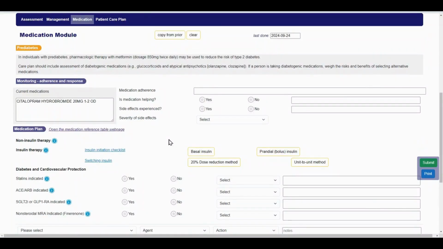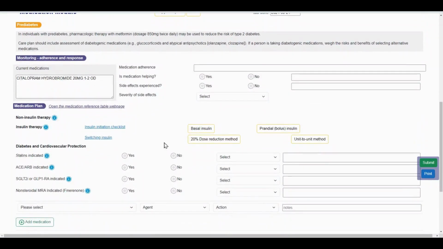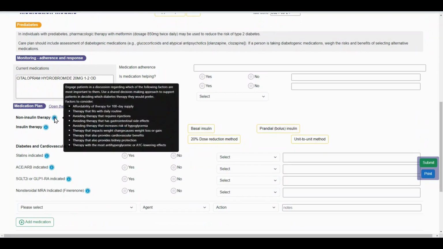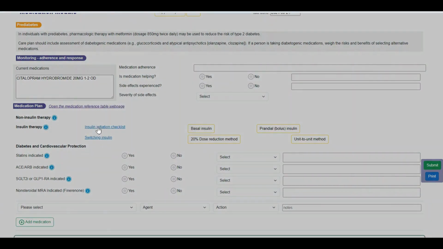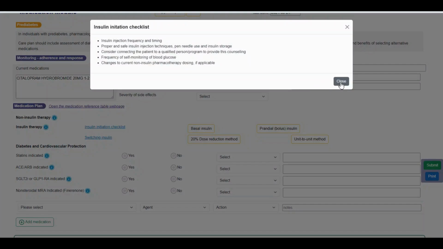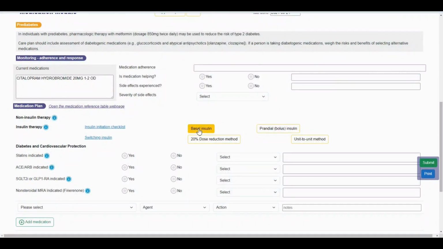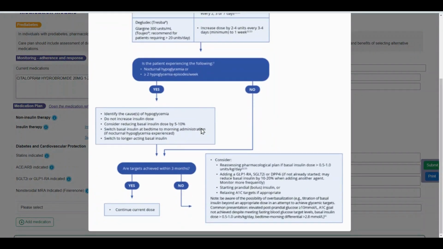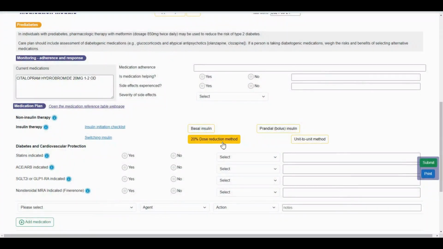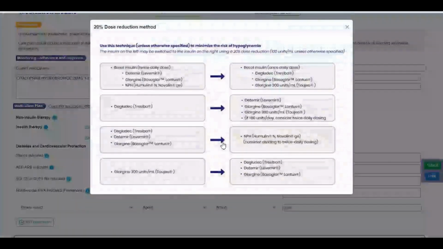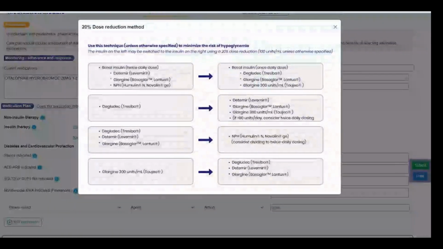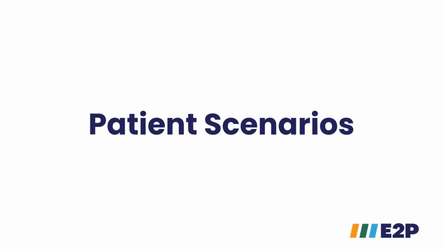With the focus on providing access to evidence and standards, users can expect information related to best practice and clinical decision support embedded throughout the tool. This includes the Med Reference Table, recommendations for optimizing pharmacologic treatment, information on basal insulin, 20% insulin dose reduction method, and many more. Here we will demonstrate E2P tools based on two different scenarios.